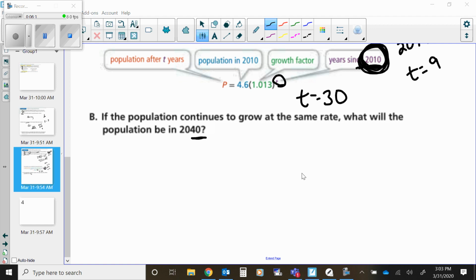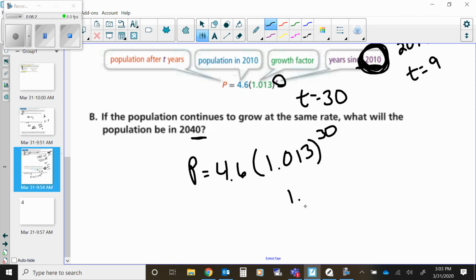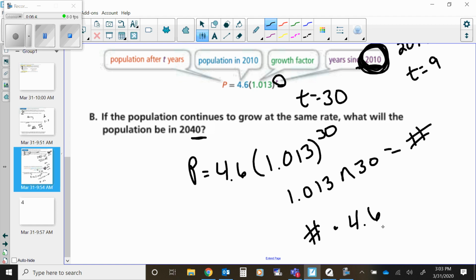So I'm going to do the population is 4.6 times 1.013 to the 30th. And in my calculator, I'm going to put 1.013 and the caret. So in my calculator, I'm going to do this. And I'm going to hit equals. That will give me some number. I'm going to hit times. So that number right there, I'm going to leave it there. I'm going to hit times 4.6.